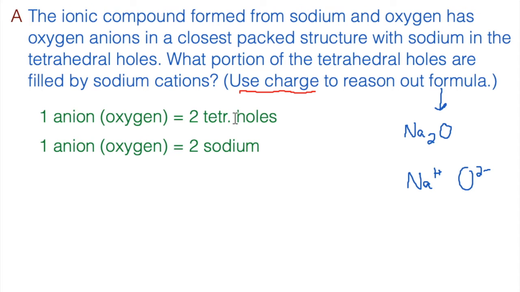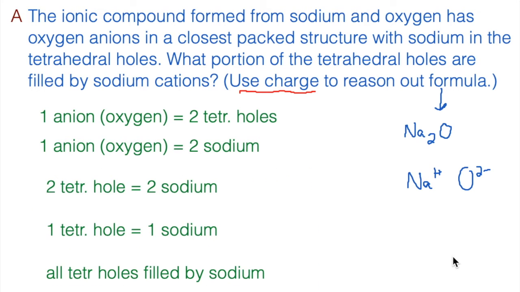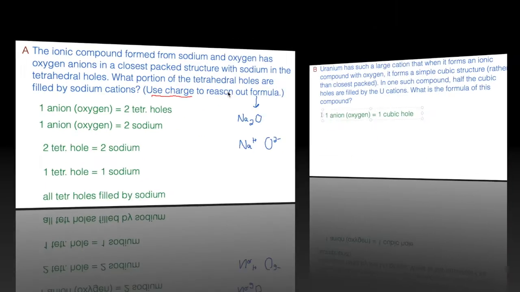Then if A equals B and A equals C, then B must equal C. So if 1 anion equals 2 tetrahedral holes and 1 anion also equals 2 sodium, we can reason logically that 2 tetrahedral holes equals 2 sodium, and then we can simplify that ratio. Instead of a 2-to-2 ratio, there's a 1-to-1 ratio between every tetrahedral hole and a sodium. So there's 1 sodium for every tetrahedral hole. So all of them are filled. So logically we can come to the conclusion that all of the tetrahedral holes are filled by sodium.